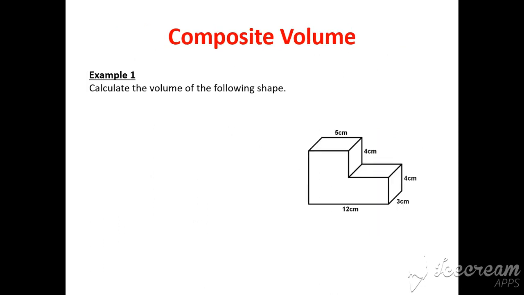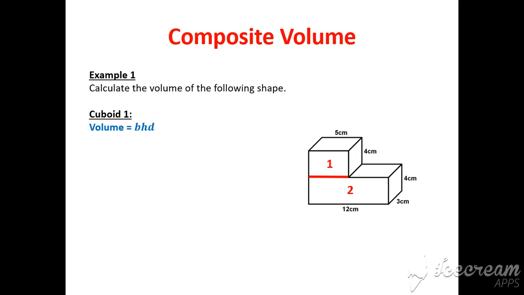All right, so to find the volume of a composite shape, we basically break it up into smaller shapes that we can deal with. So let's calculate the volume of the following shape. I'm going to put a line across here and create a cuboid on the top and a cuboid on the bottom, shape 1 and 2. So let's start with the shape on the top, cuboid 1.